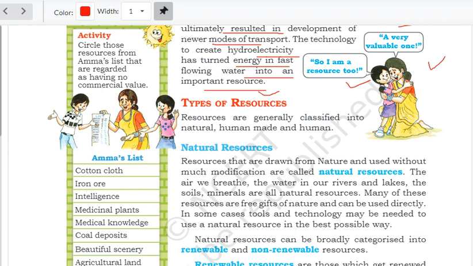Resources are generally classified into three types: natural, which is given to us by nature; human made, made by humans; and human himself.